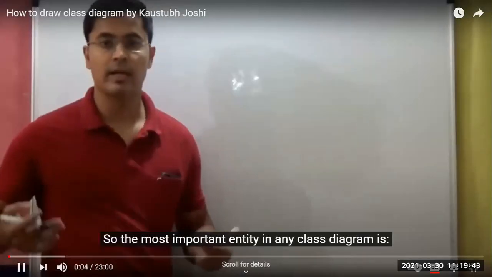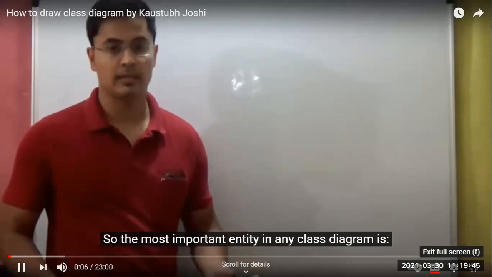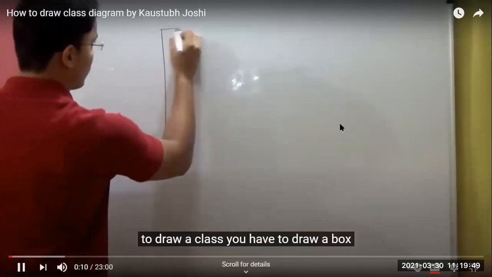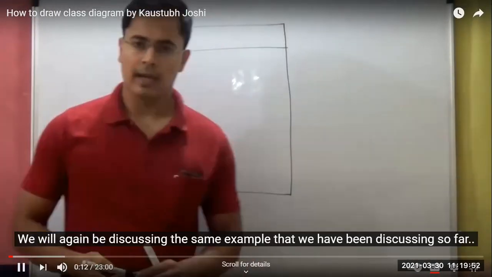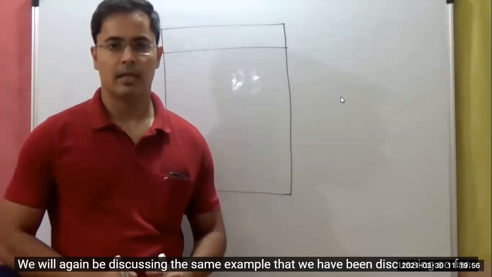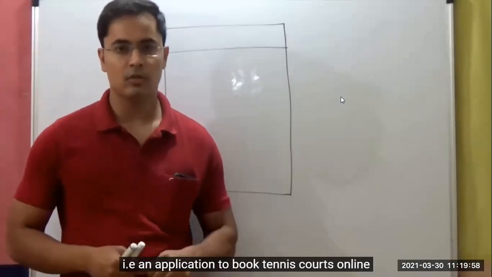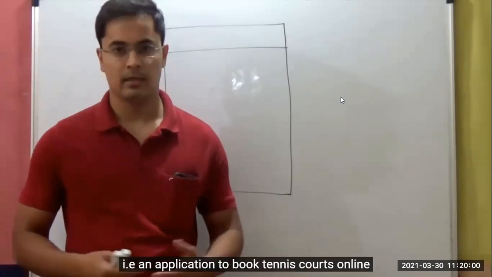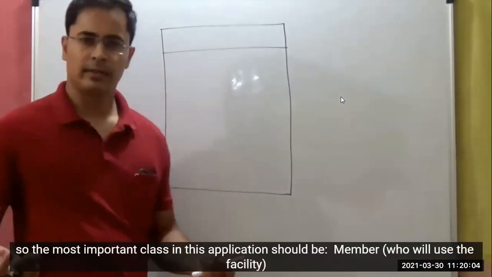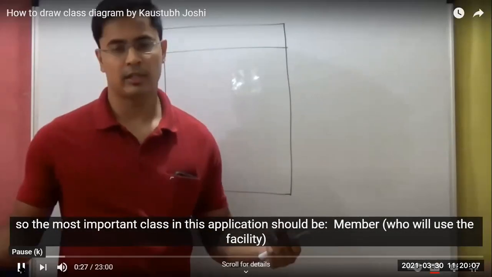So the most important entity in any class diagram is the class itself. To draw a class, you have to draw a box. We will again be discussing the same example that we have been discussing, that is an application to book tennis courts online. So, tennis court booking application, right? So the most important class in this application.